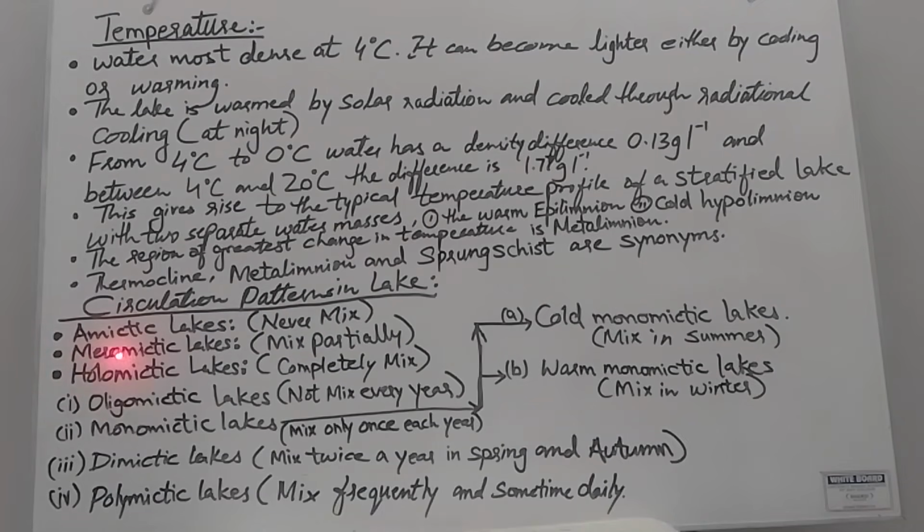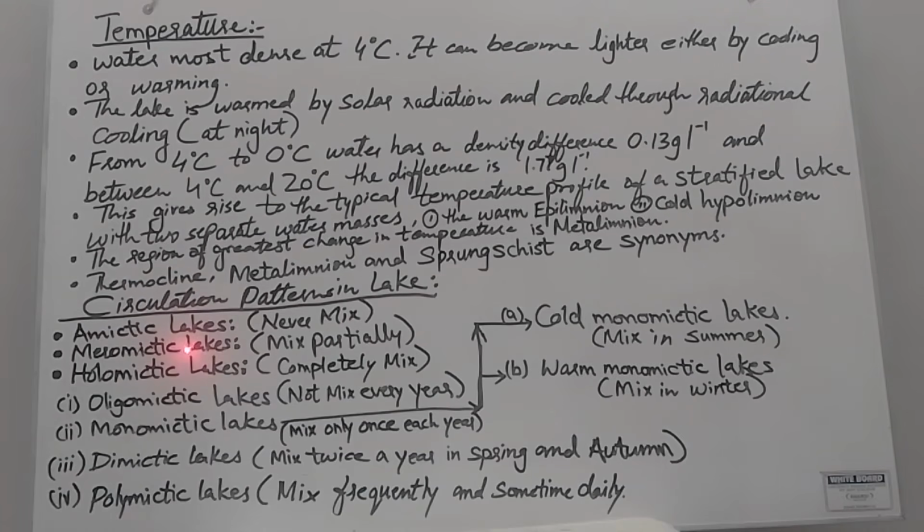The second type is meromictic. Mero means partially. Here in the meromictic lakes, they mix only partially. The reason is the deep water layers never mix, either because of the high water density.